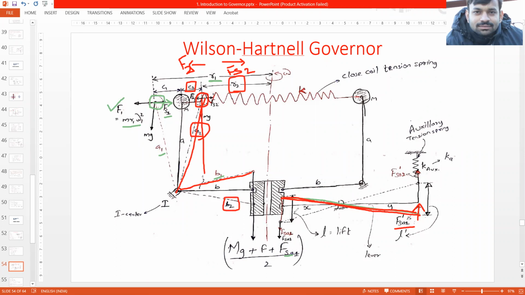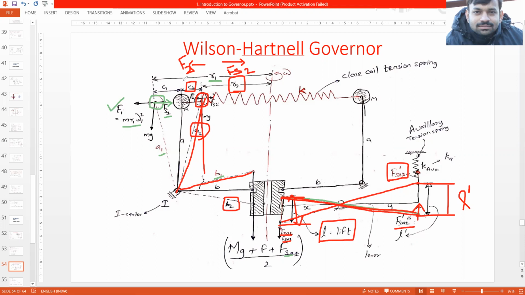Now, when the sleeve moves downward, what will be the new position? The new position of this lever would be something like this. The auxiliary spring will exert F dash SA2 force on the sleeve. So the auxiliary spring will give this force, and because of this lever, we'll get FSA1 and FSA2 forces on the sleeve. This distance which is traveled by this lever in the extreme positions, we are naming as L dash. And the distance traveled by the sleeve from extreme positions is the lift, and this we are naming as L. All right, so I hope this diagram is clear to you.